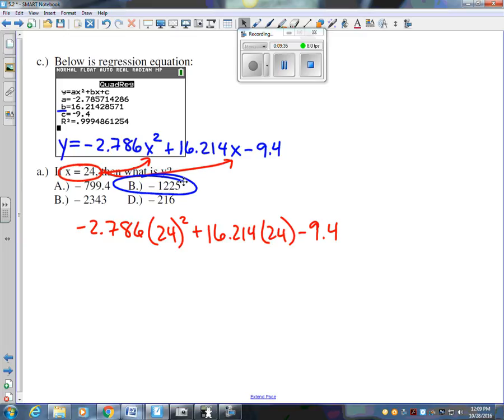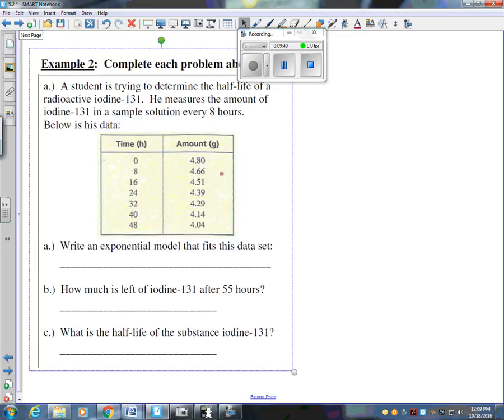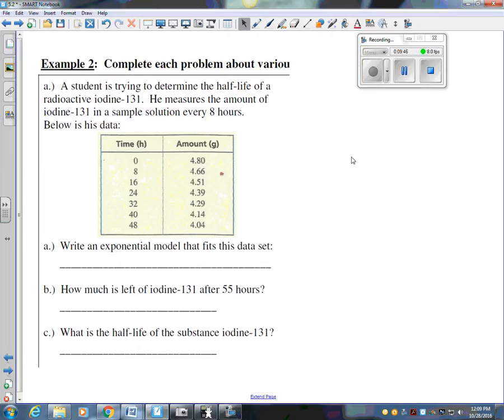Remember, you can pause or rewind this video at any time. All right, example 2. A student is trying to determine the half-life of radioactive iodine-131. He measures the amount of iodine-131 in a sample solution every 8 hours. Below is his data. Write an exponential model that fits this data. So circle that, exponential model.